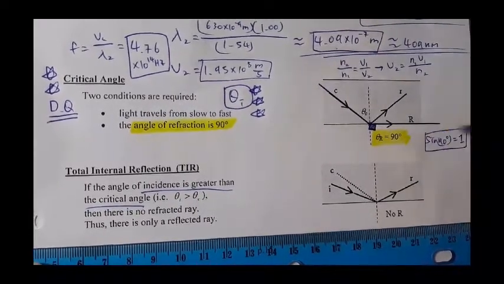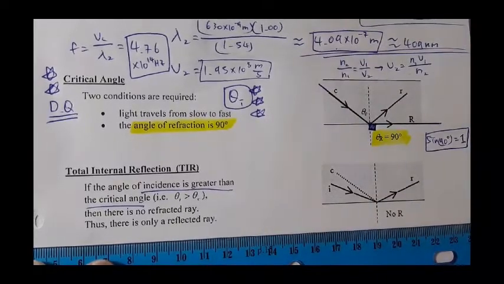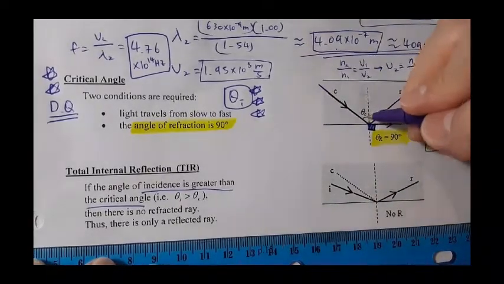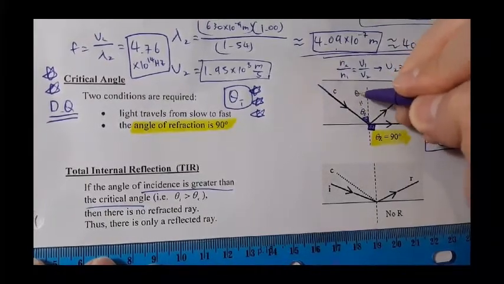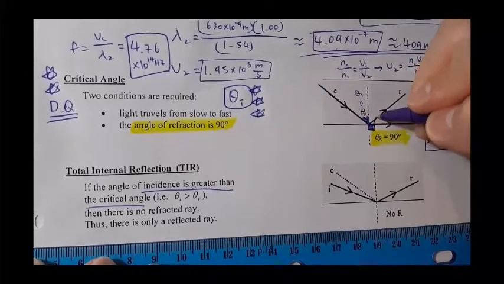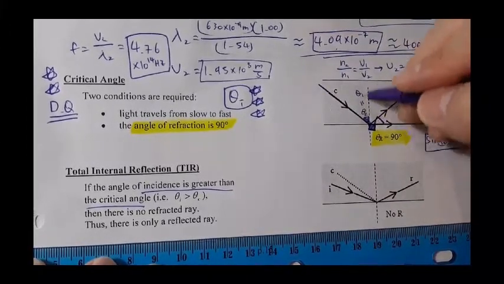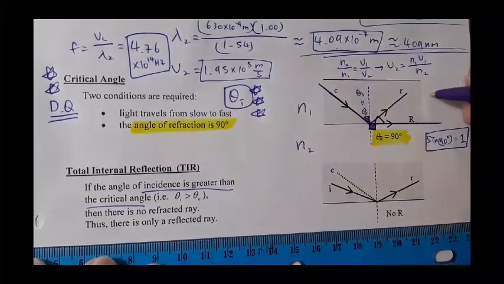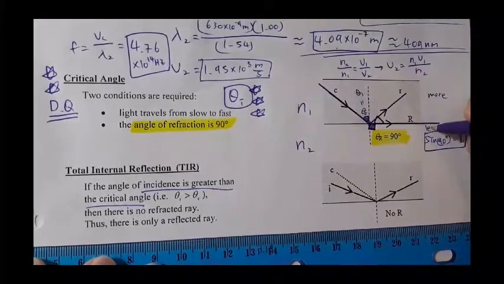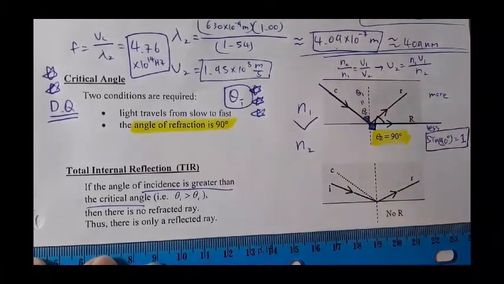Just a heads up, people who did Math 30-1 probably understand this. Now, that means my critical angle, which is my special incident angle, is always smaller than 90 degrees. If you think about the N1 and N2 situation, you're always going from more packed to less packed, so N1 is always bigger. That's what I want to point out.